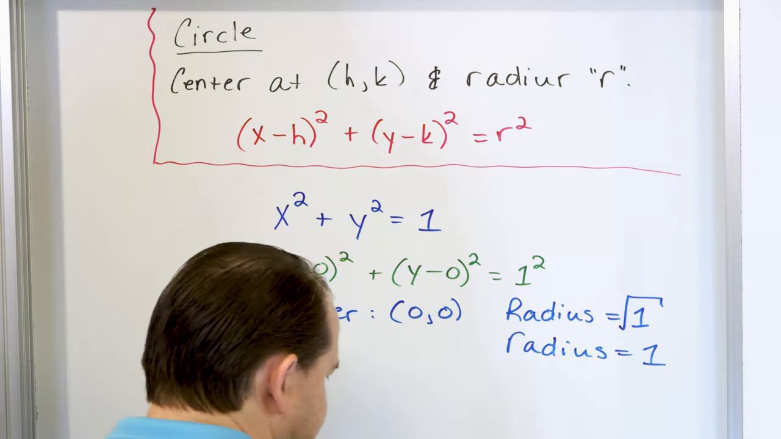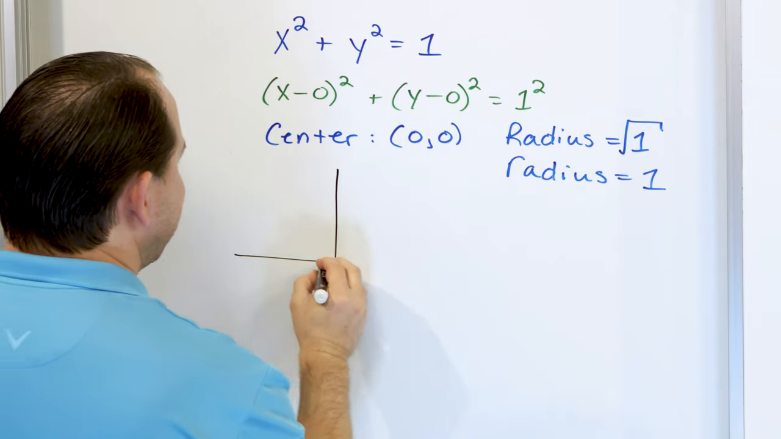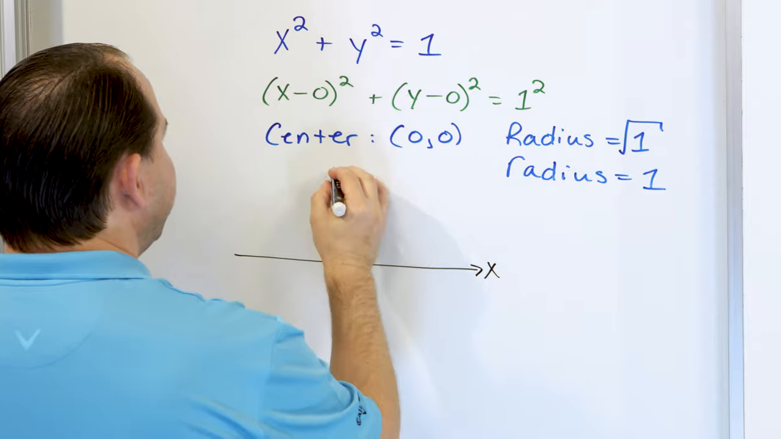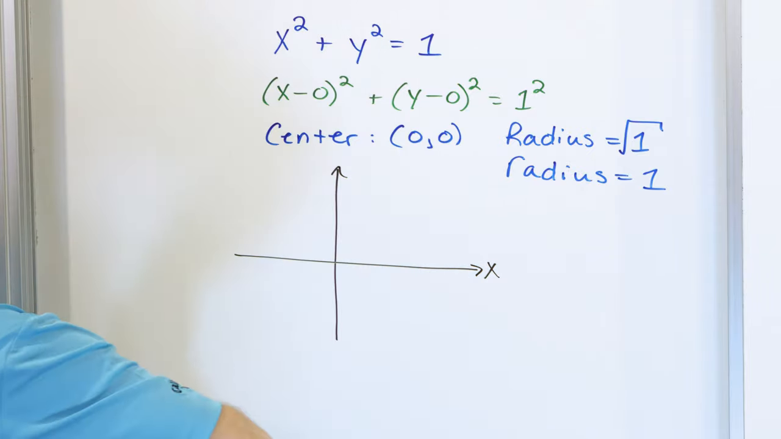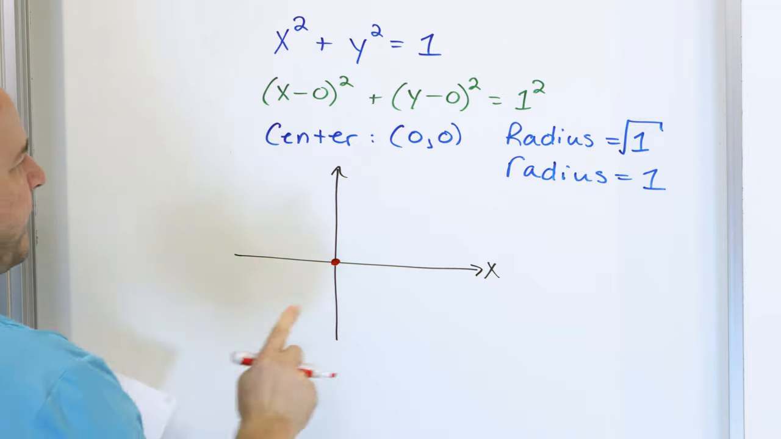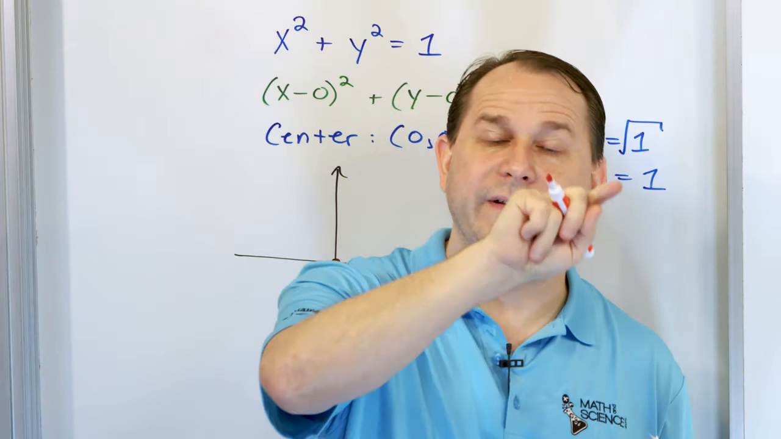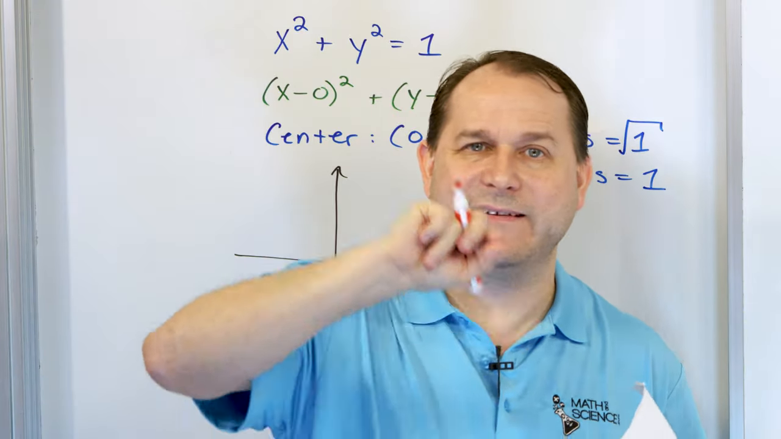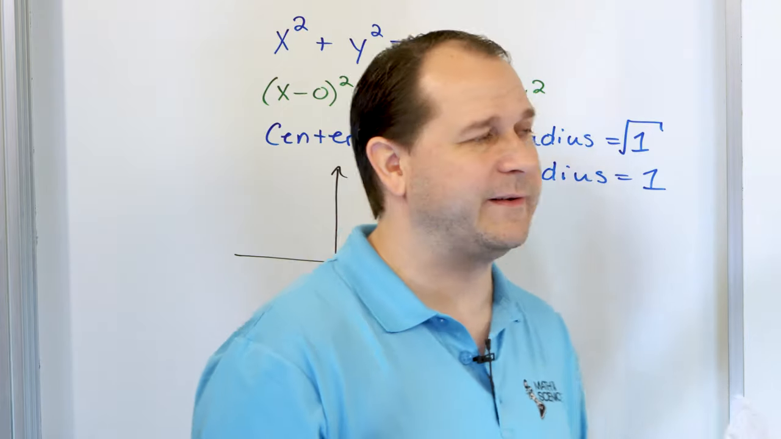So this particular circle, for instance, if I wanted to sketch it, I'm not going to sketch every one of these, but we just put it in a little xy plane here. The center is located at 0, 0. That means the center is right in the center of the coordinate system, and the radius is 1. Now, the radius of a circle means all of the points on the circle are one radius unit, however far the radius is, away from the center.